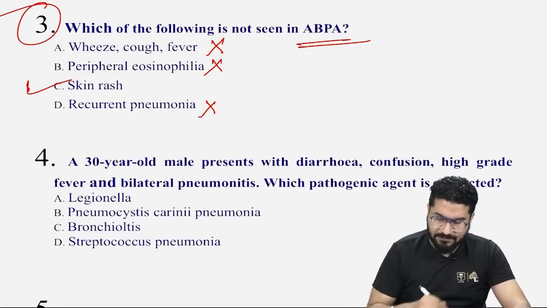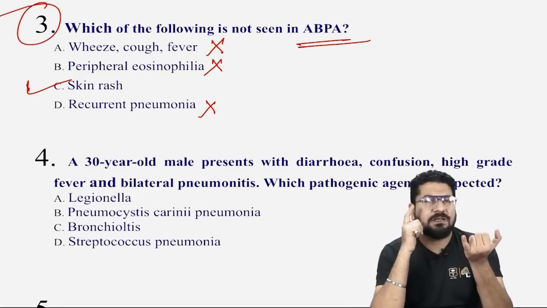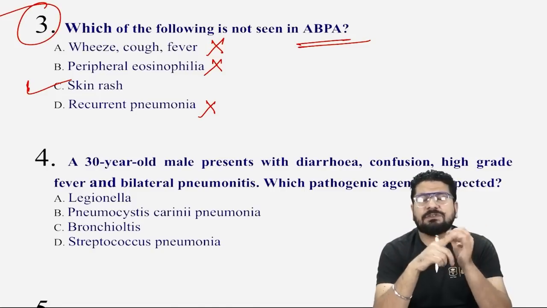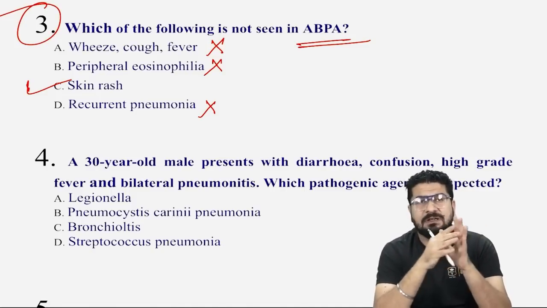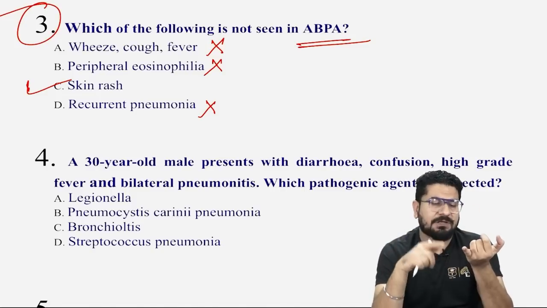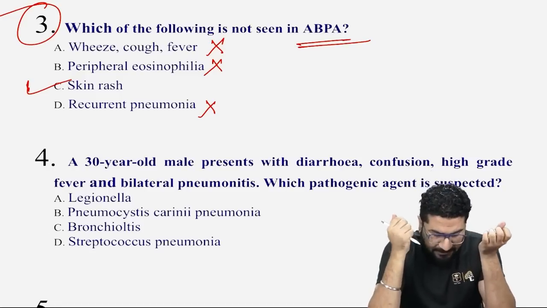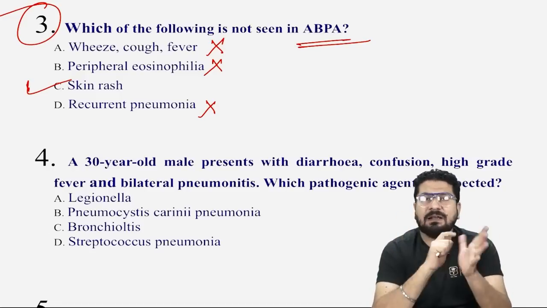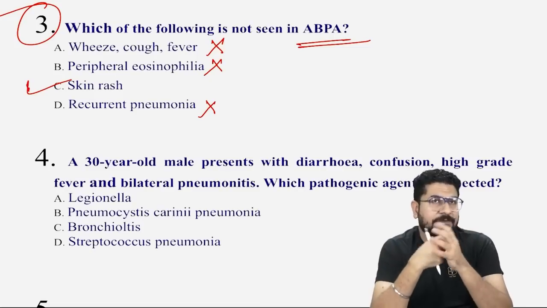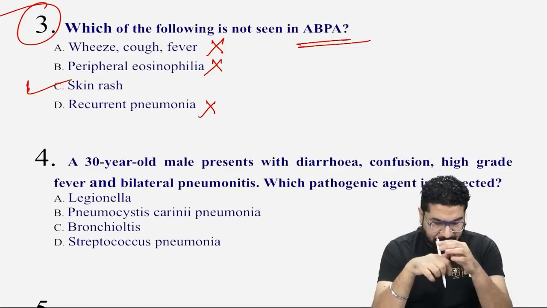So this is again an easy question. We see ABPA as a respiratory condition, so mostly symptoms will be due to respiratory cause. There will be cough, there will be fever, sometimes episodic chest pain, there can be recurrent pneumonia, there will be asthma-like symptoms, bronchospasm, wheeze. So these kinds of symptoms you will see in a patient.